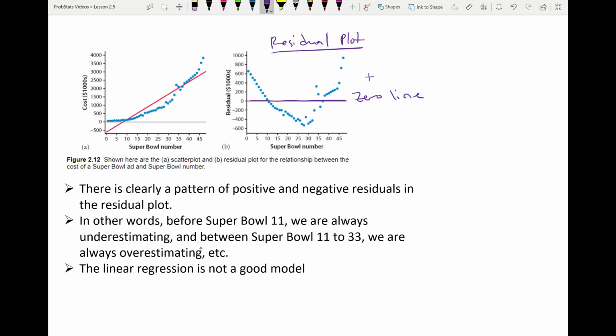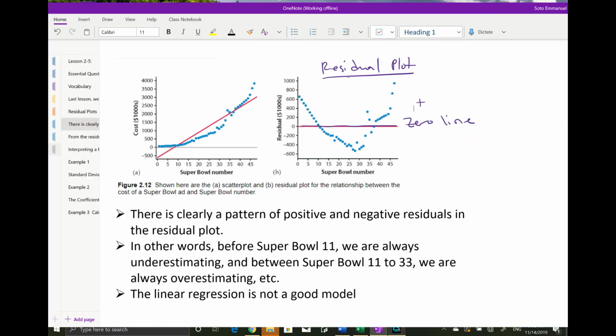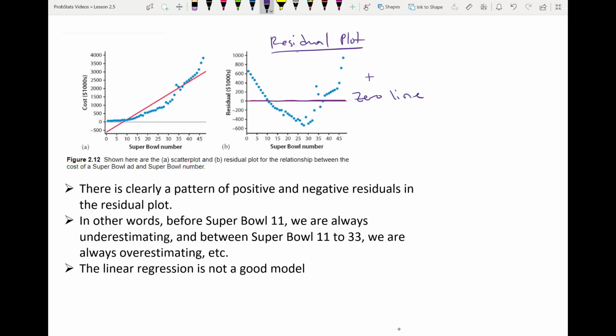So positive residual, we underestimated. If it's negative, we overestimated. And depending how far away the dots are from the zero line, that tells us the magnitude of that residual, how far away, how big that error is. So ideally, we want those errors to be as small as possible.